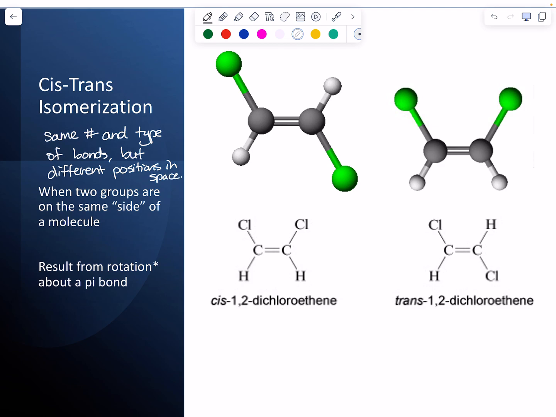So here we have 2 molecules. They are both called 1,2-dichloroethene. This is a chlorine atom, the green. And you'll see we have a double bond between our 2 carbon atoms. And remember that we cannot rotate around this bond. So important to remember.